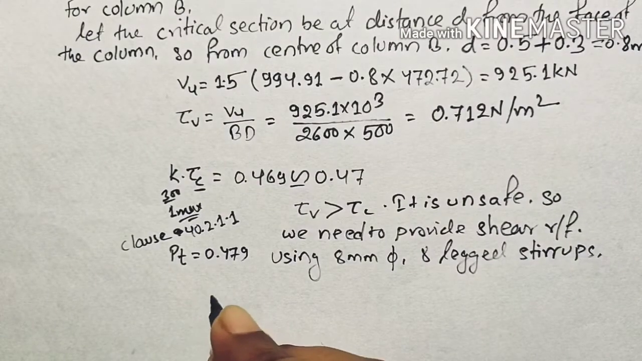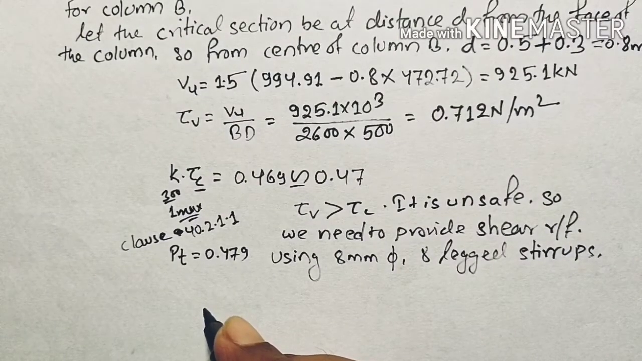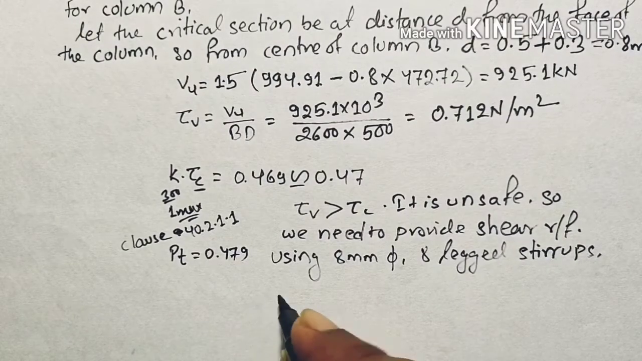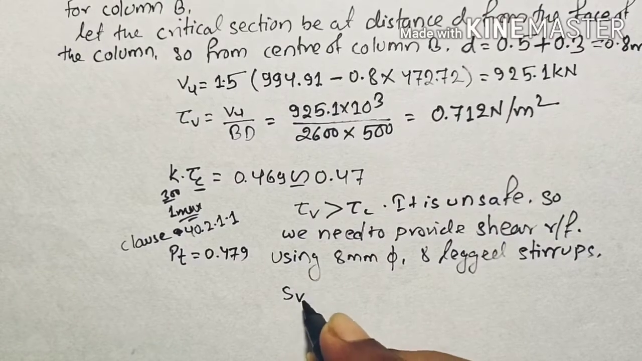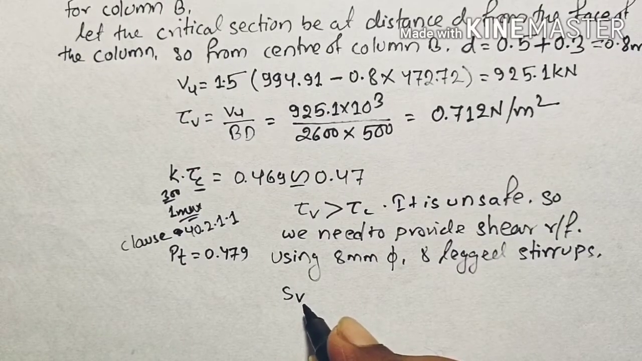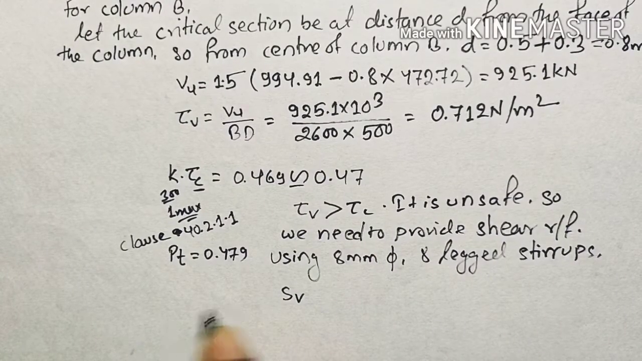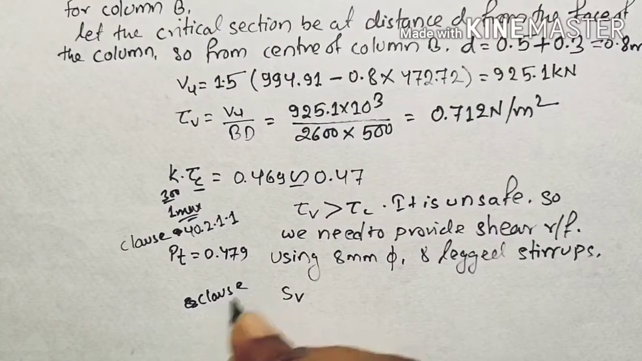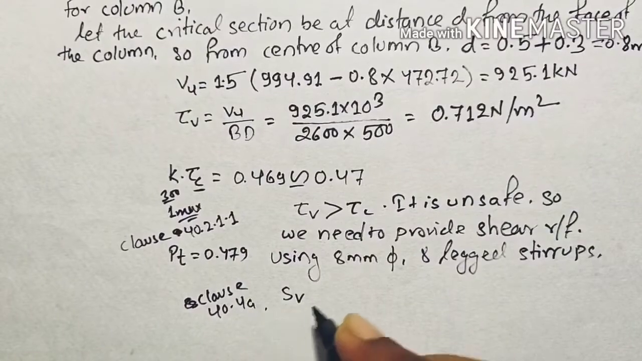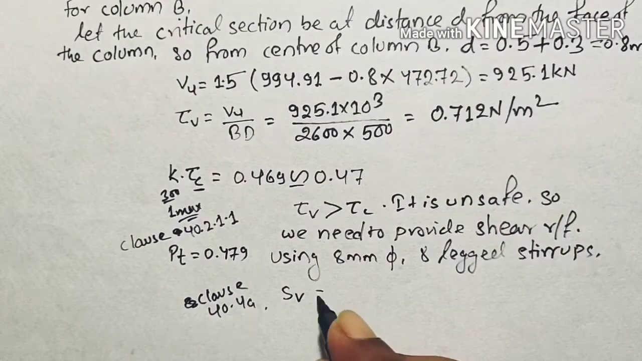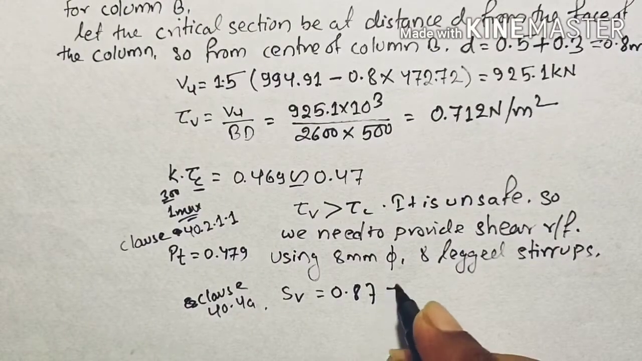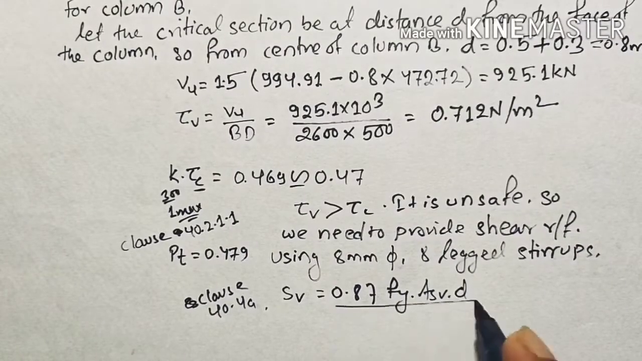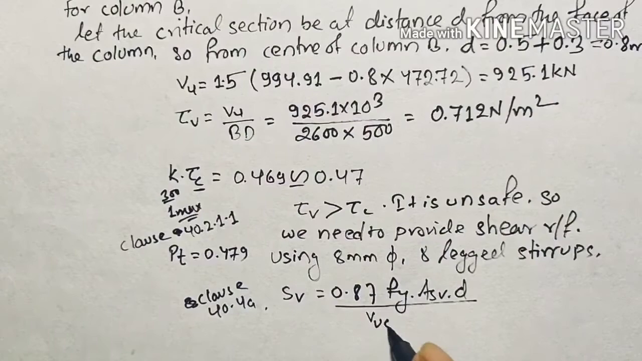and we have a formula on page number 73 for providing the shear reinforcement. We have spacing in clause 40.4a, Sv equals 0.87 fy into Asv into d upon Vus.